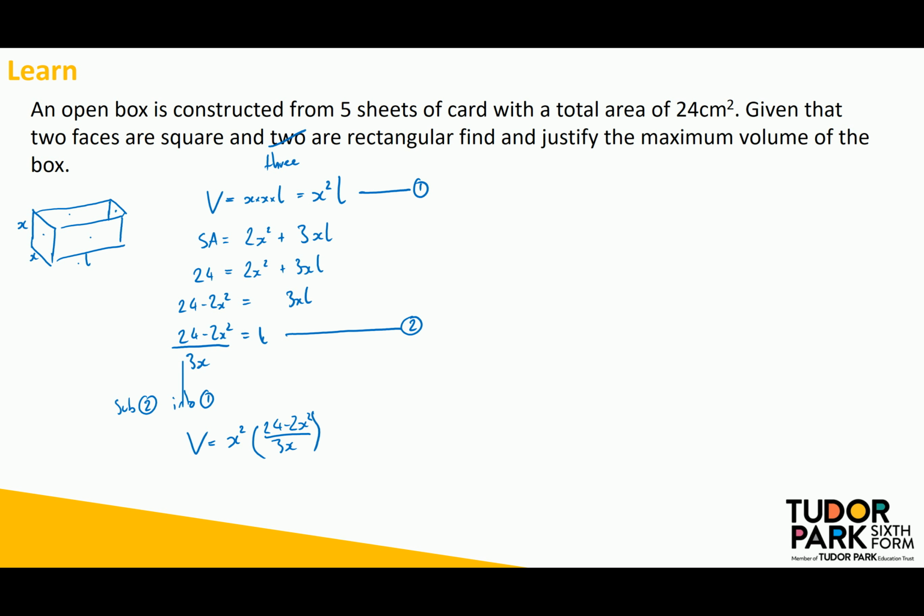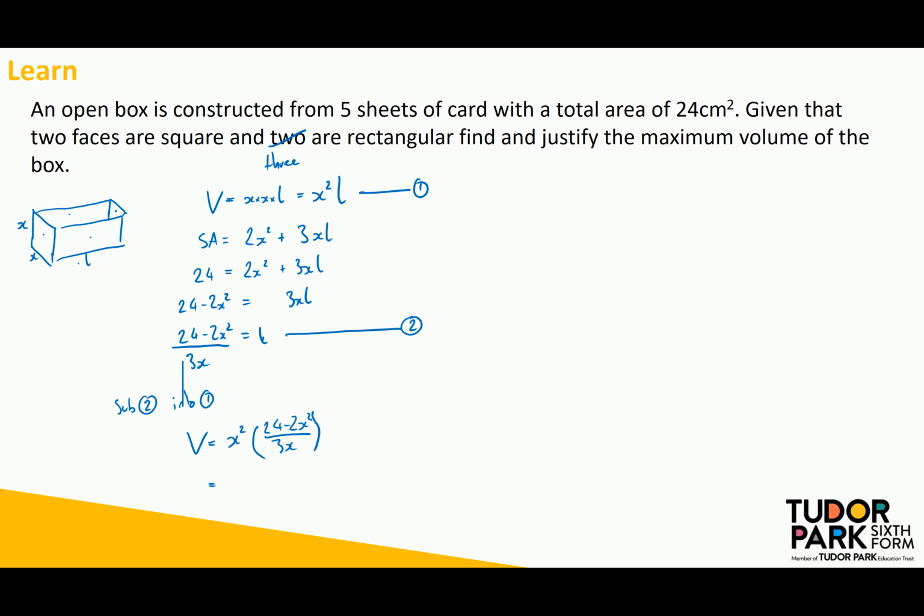A bit untidy here. What do we have now? Expanding that is going to give me 24 over 3 is 8. x squared divided by x is x, minus 2/3. x squared times x squared is x to the 4, divided by x is x cubed. So that gives me a nice neat little equation here for the volume.